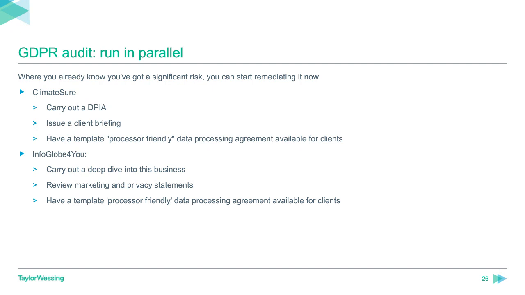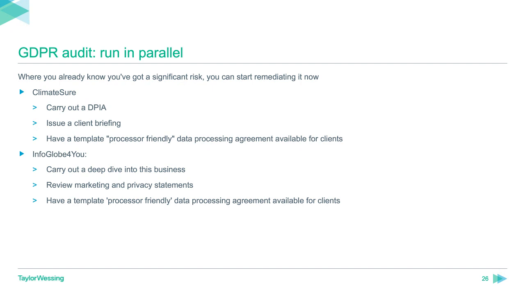Maybe start to put together a briefing for your clients about how you manage data across that platform, how you protect it and secure it. Get ready with a data processing agreement for clients. These are sophisticated big clients, and they're going to ask for it. If you've got more of a team, you might also simultaneously get into a deep dive in the Infoglobe for new business, and particularly look there at the marketing and privacy statements.